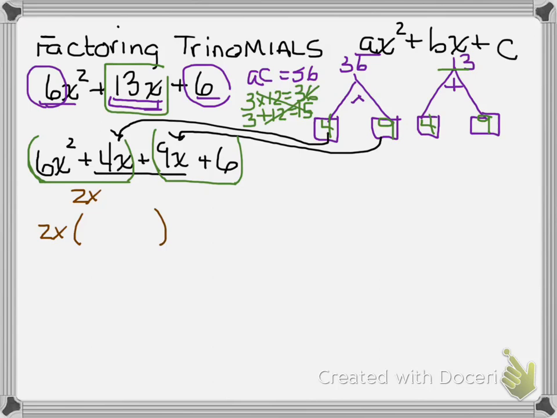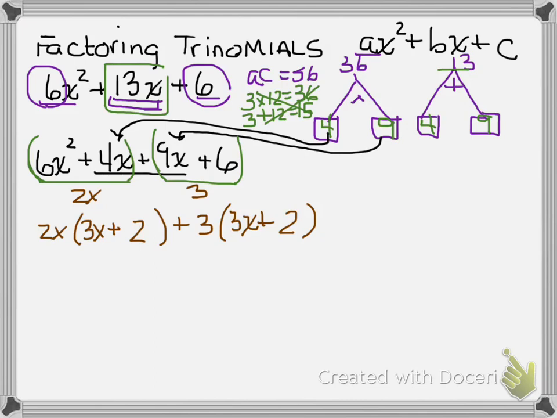And so 6x squared divided by 2x leaves us with a 3x. And 4x divided by 2x leaves us with a 2. Now we look at our second pair of terms, and we're going to factor out, it looks like a 3 is our greatest common factor, a positive 3, so we're going to write a plus 3. And when we factor that out, we have 9x divided by 3 is 3x, and 6 divided by 3 is 2.